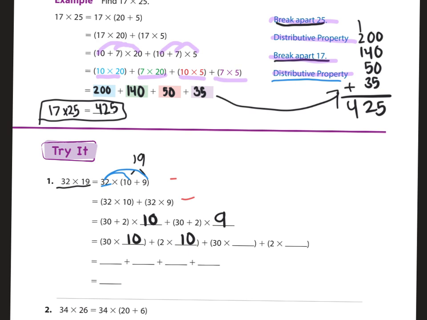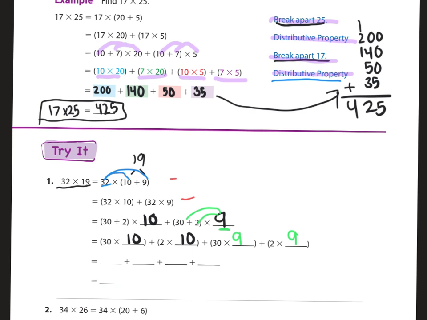On this side, I'm distributing the 9, and I'm going to say 9 times 30 and 9 times 2. Here I have my 9 times 30 and my 9 times 2, or you could say 30 times 9 and 2 times 9. Time to solve my multiplication problems.